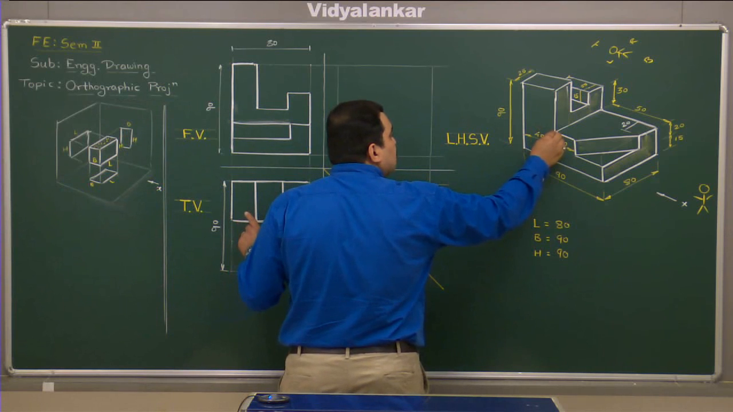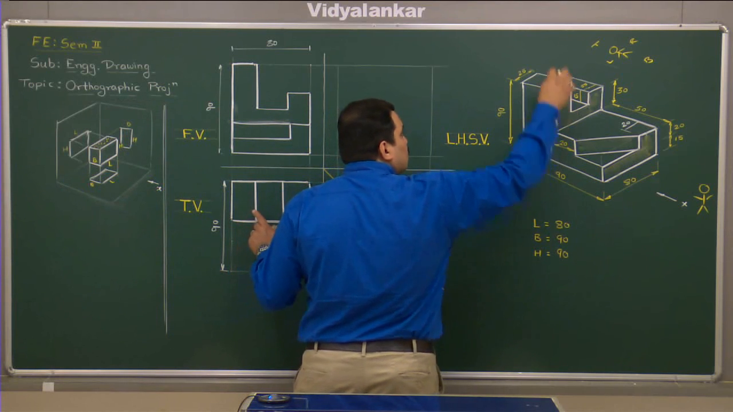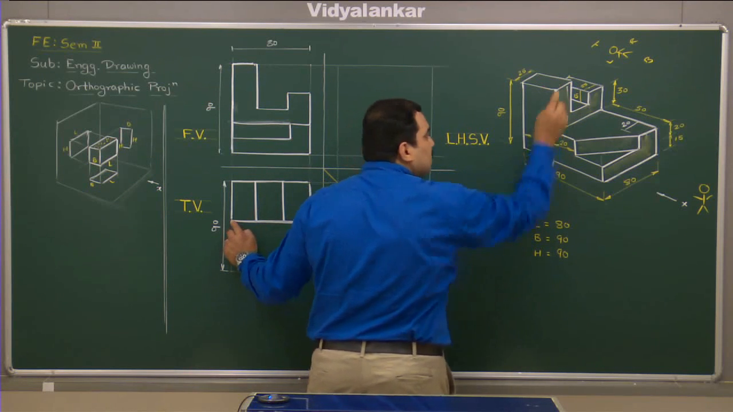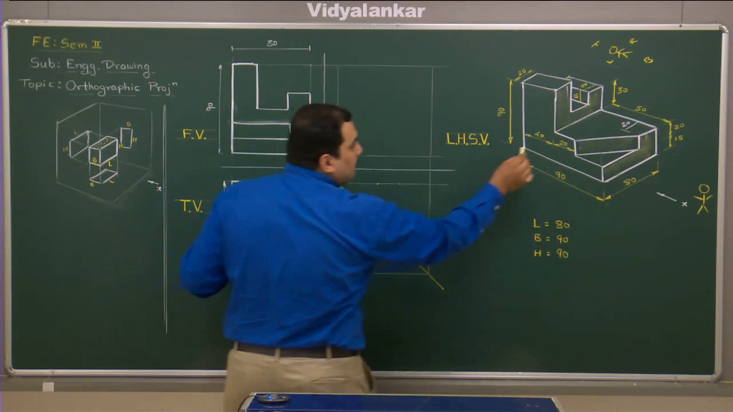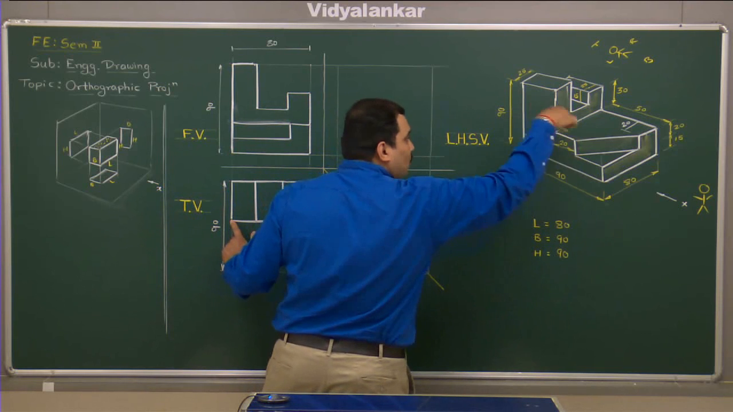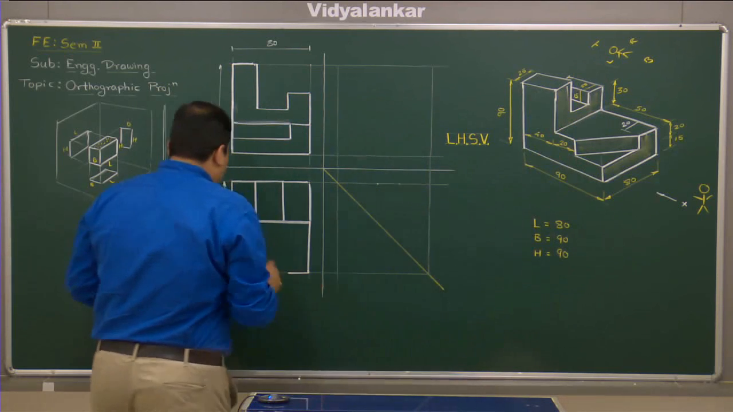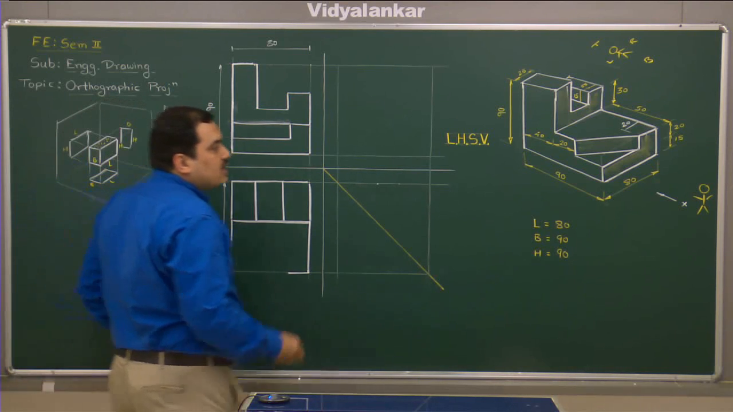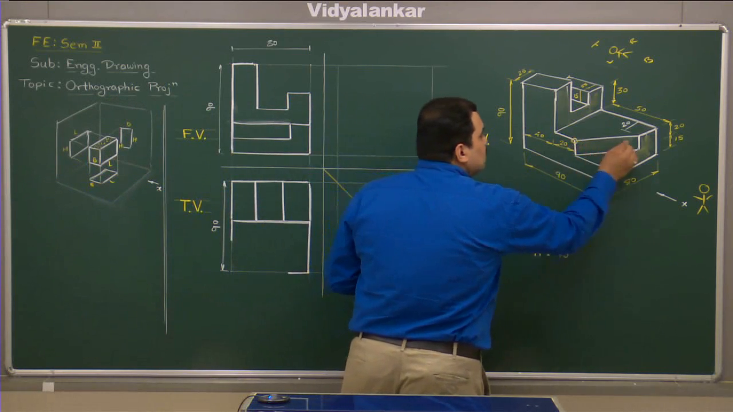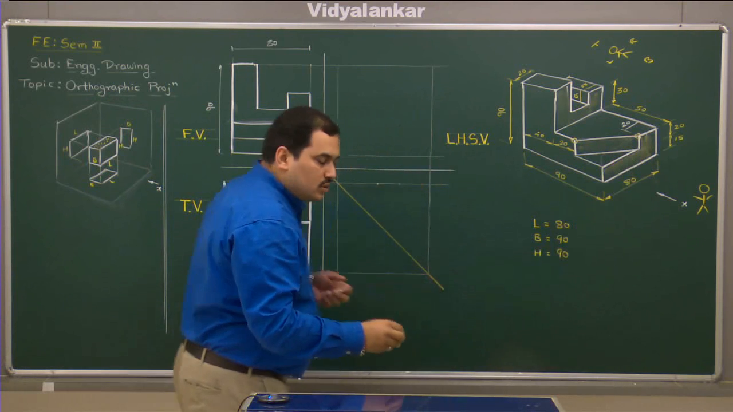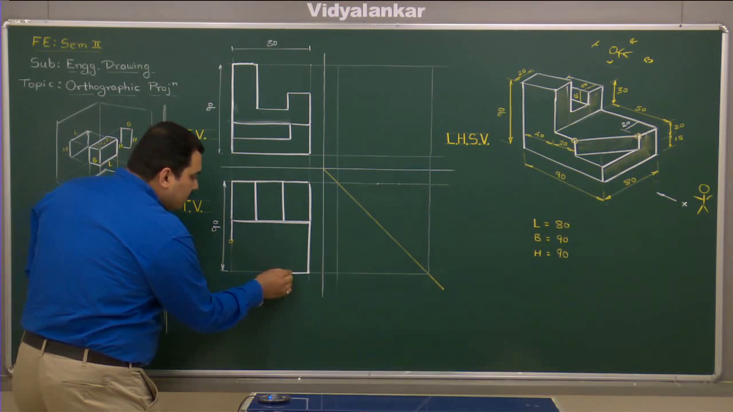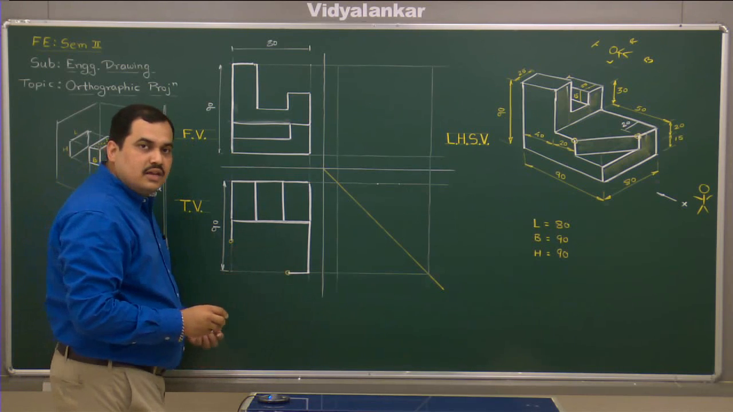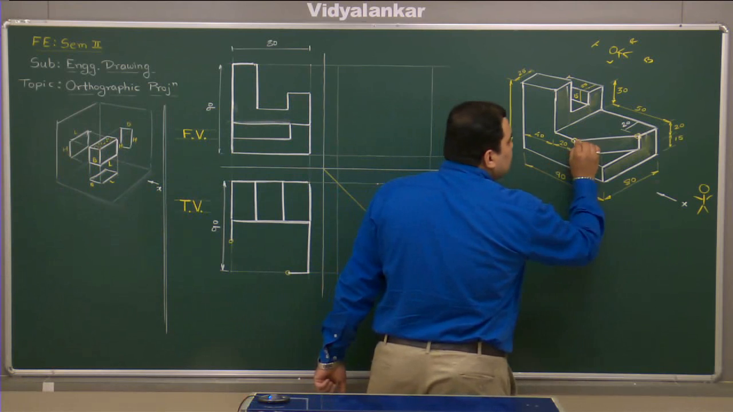This point is perfectly below this corner. So in top view, this will appear here, at this location. The length is 20, which will appear vertical for the observer. So you draw one line vertical of length 20. Now you can see we have got these two points. Now when we join these two points, we get this edge.